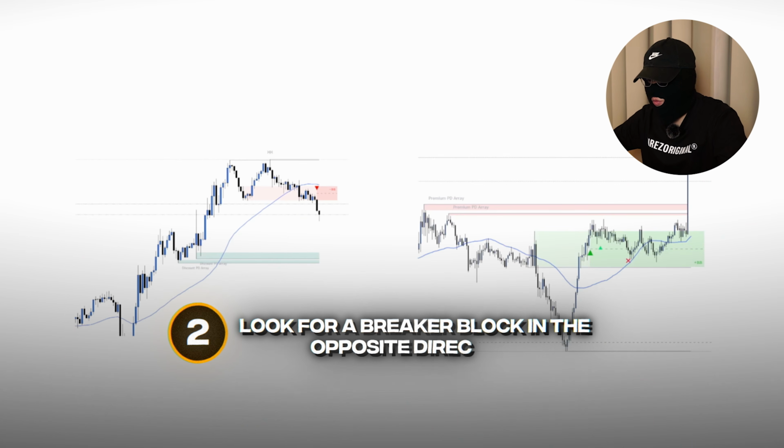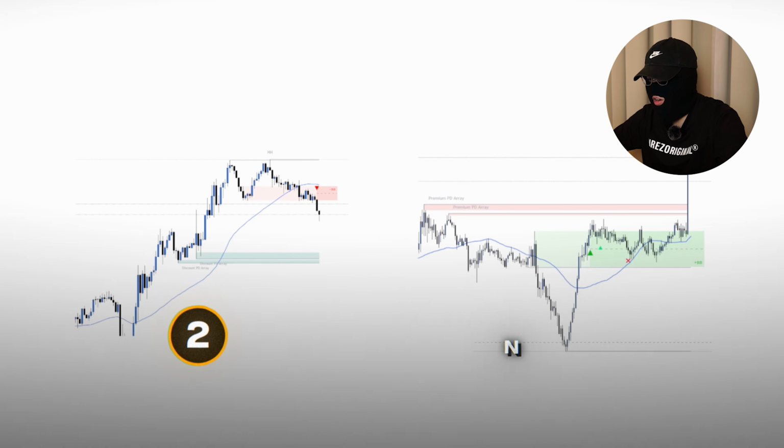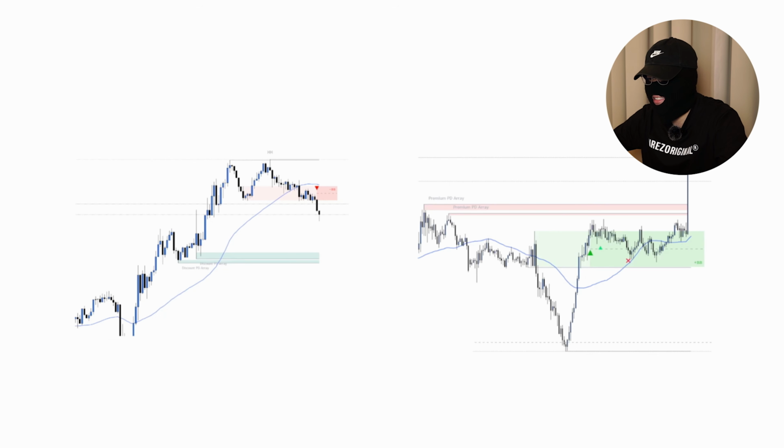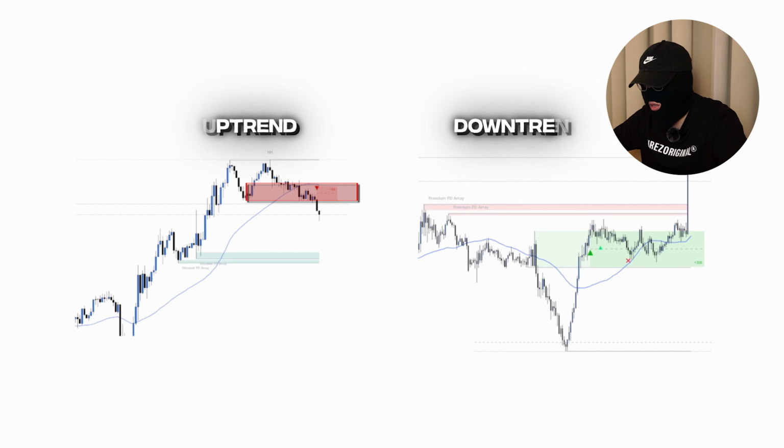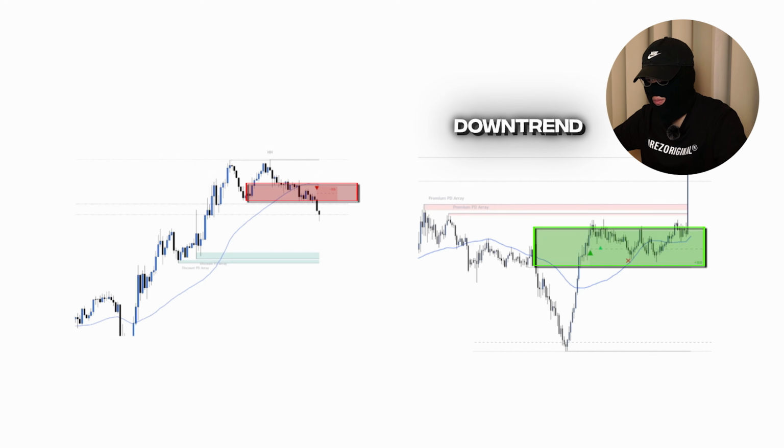Step 2, look for a breaker block pointed out by the indicator that is opposite in direction of the trend you have identified in step 1. This means if it's in an uptrend, you're looking for a bearish breaker block, and in the downtrend, you'll be looking for a bullish breaker block. This is because we're looking to capitalize on a reversal in the market, and a breaker block in the opposite direction will tell us that a reversal is incoming.